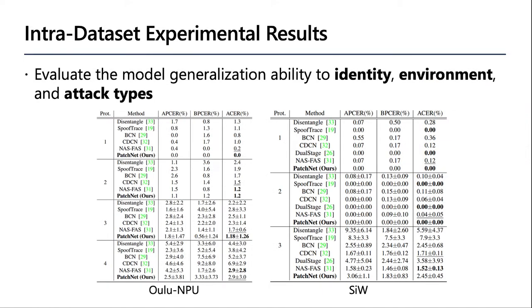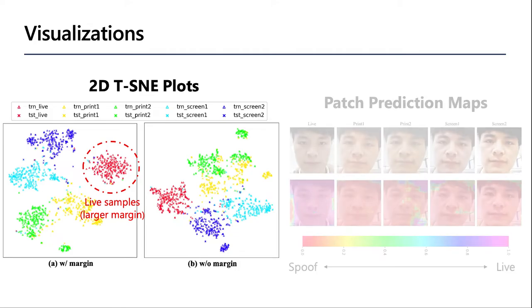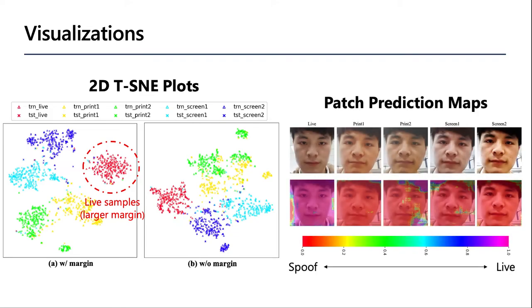For the intra-dataset evaluation, we can achieve state-of-the-art performance on all the protocols in OULU and SiW dataset. We visualize the learned feature by 2D projection, and we can observe that the model can learn more compact boundary and more generalized features by applying the modified AM-Softmax loss. We also visualize the patch prediction scores on the whole image, and the patch scores are consistent across the face regions.